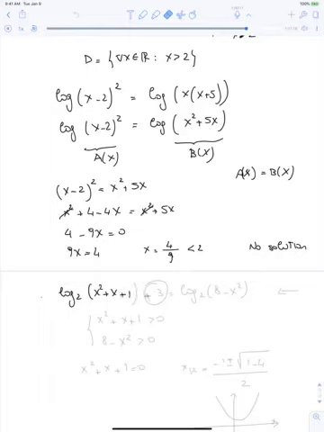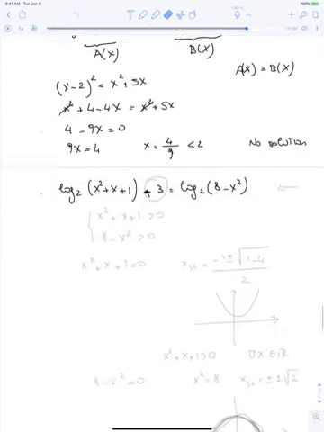Plus x plus 1 plus 3 equal to log base 2 of 8 minus x squared.